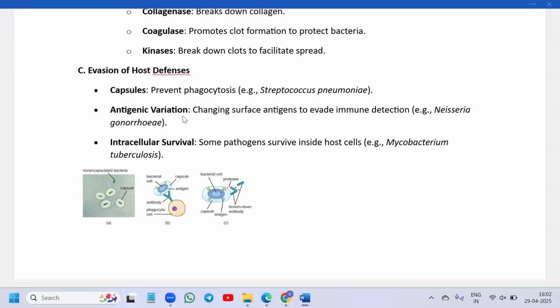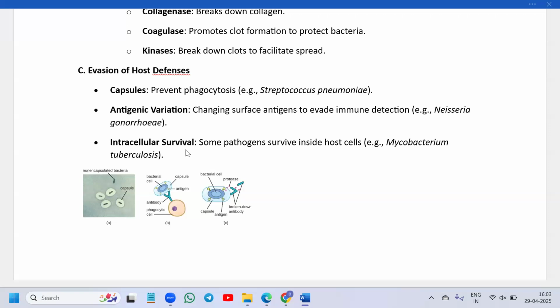Likewise, antigenic variation. Antigenic variation means what? On the surface of the bacteria, there are going to be some antigens, right? To these antigens, the body is going to produce antibodies, right? So what happens when the bacteria or virus changes its surface antigens? While it is multiplying, it changes its surface antigen so that it escapes immune detection or the attack by the immune system. Example, Neisseria gonorrhoeae. This bacteria is capable of changing its surface antigens.